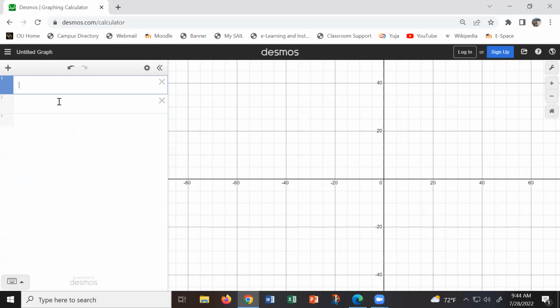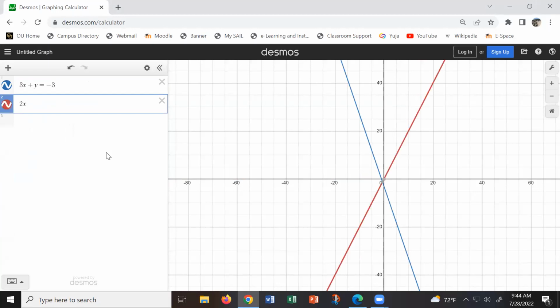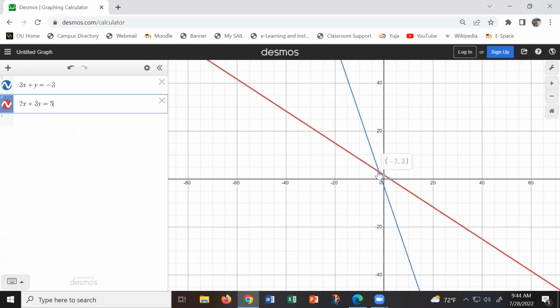All right, so let me plug that in. The first one is 3x plus y equals -3. Good. And then the second one is 2x plus 3y equals 5. Apparently I have one solution, right, which is -2, 3. Consistent or inconsistent? It has at least one solution. Is it consistent or inconsistent? Yeah, consistent. So let me write down here.